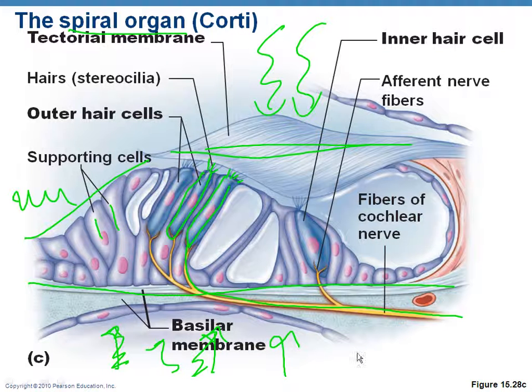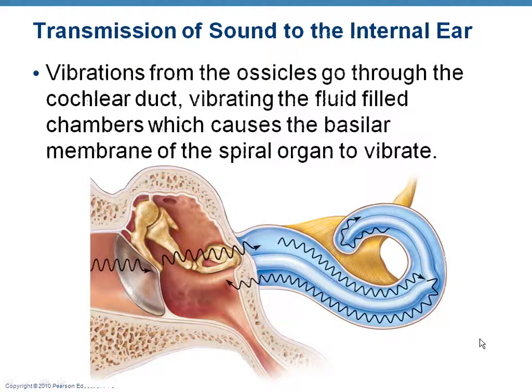So basically these tiny little hair cells are going to get bent over because they're being pushed up into the tectorial membrane. When that happens, an action potential is going to be created, and that's going to travel on the nerve to the brain. So basically this is the wording of that.